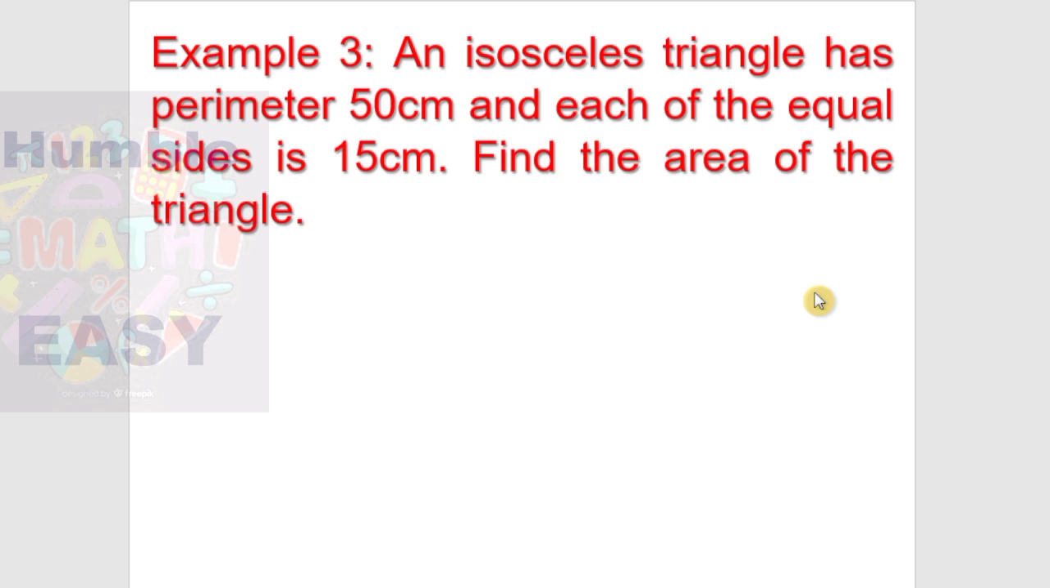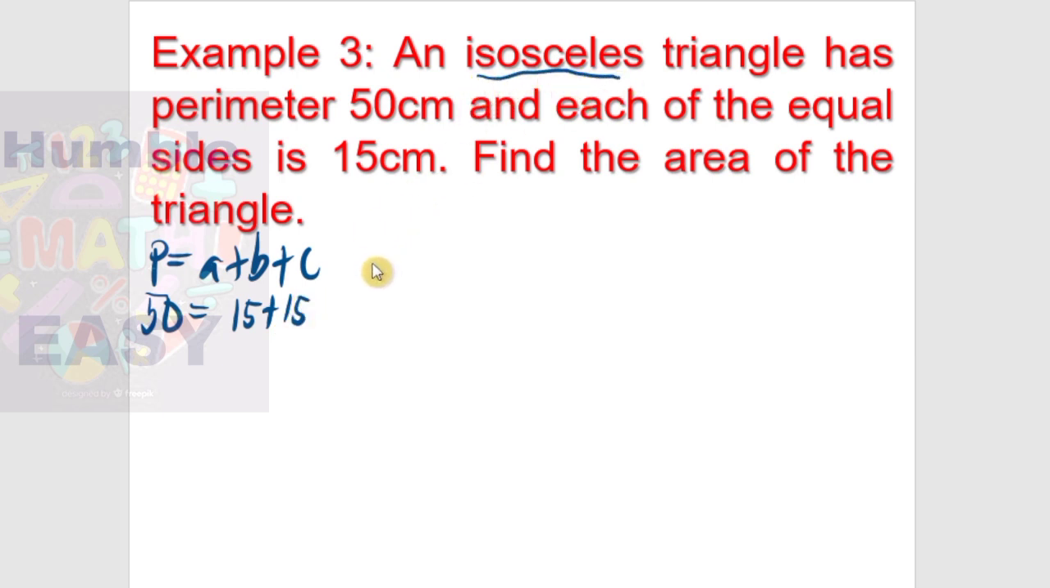Our next example: an isosceles triangle has a perimeter of 50 cm and each of the equal sides is 15. Find the area of the triangle. So the perimeter is A plus B plus C, and the perimeter is 50. Consider A and B as 15, because in an isosceles triangle, the two legs are equal. So A and B are 15 and 15, plus C.